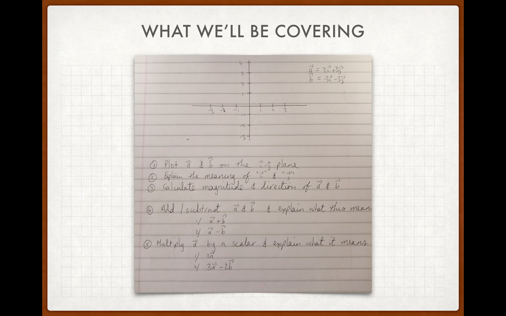Okay, so the first thing we'll do, we'll plot the vector A and the vector B on the ij plane. And the ij plane is just like an xy axis, but instead of x, we have an i vector, and instead of y, we have a j vector. In other words, i is the horizontal, j is the vertical.